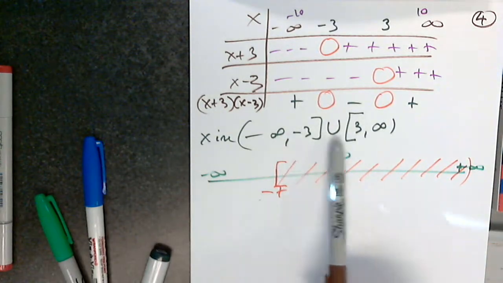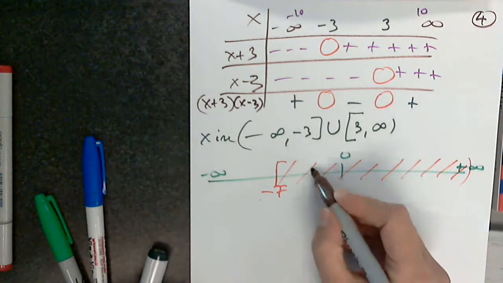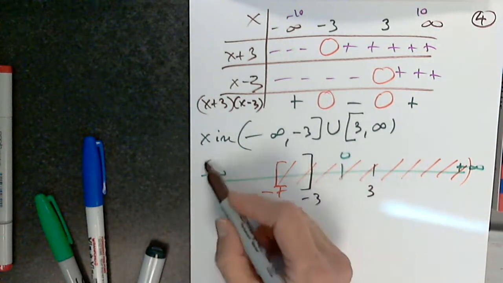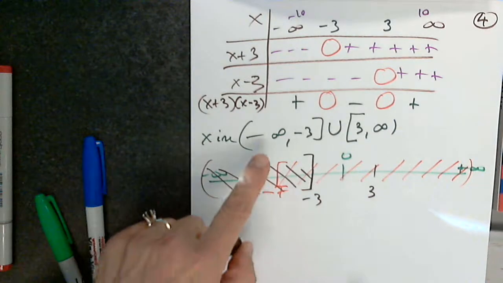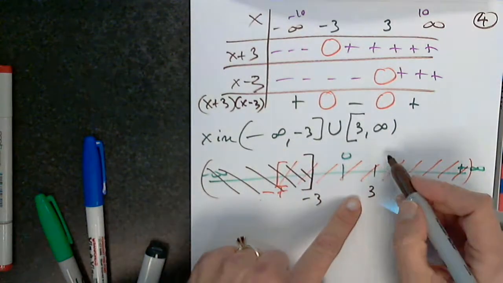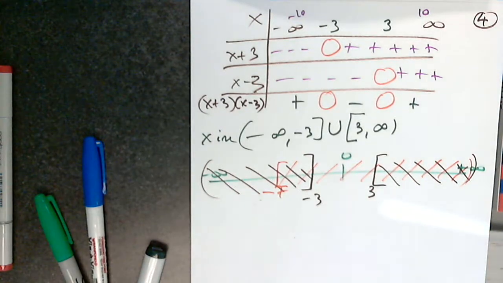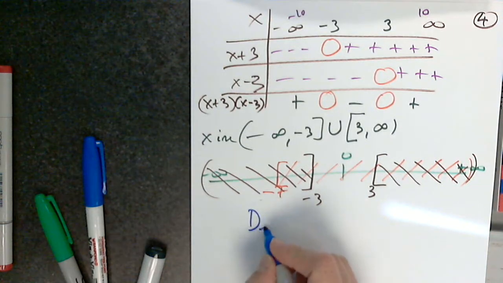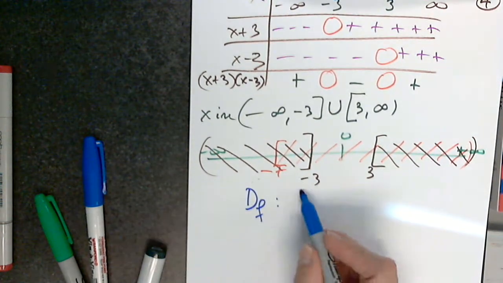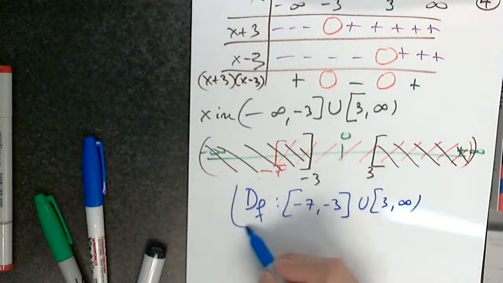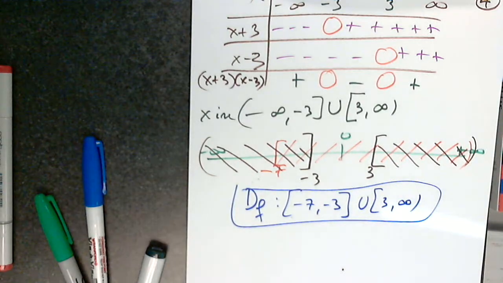Okay, what about this one? So here's my -3. Here's my +3. And I show -infinity to -3. And I show 3 to infinity. And Chris said, find the common domain. So I would like anyone to tell me what to write. It's the domain of function f. Bracket -7, bracket -3, bracket 3. Do we all agree with this?